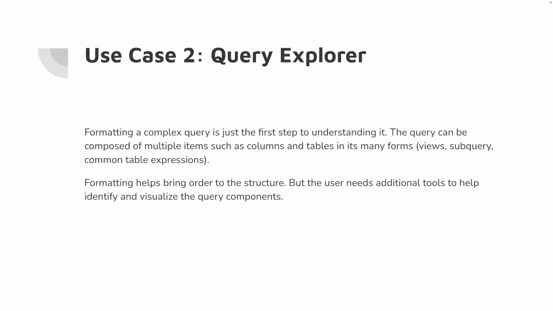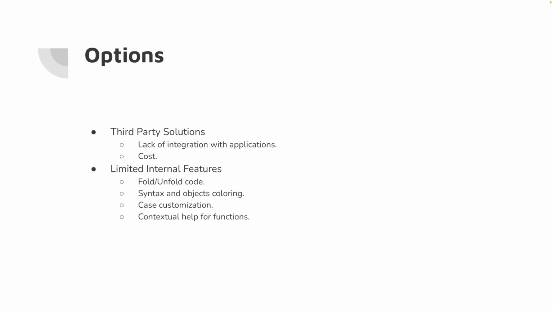Formatting a complex query is just the first step to understanding it. The query can be composed of multiple items, such as columns and tables in its many different forms. And formatting helps bring order to the structure, but the user needs additional tools to help identify and visualize the query components. For a data lineage solution, you can look into third parties, but you'll find a lack of integration into the application and some associated costs. There are some existing internal features.